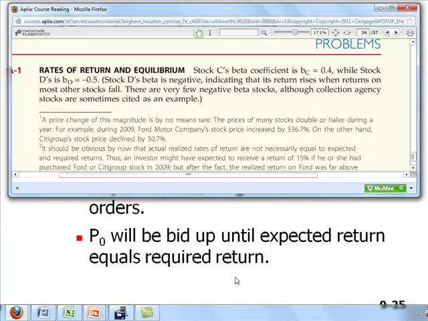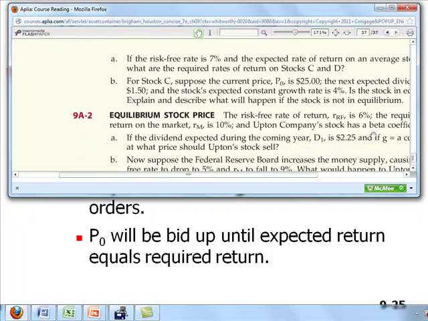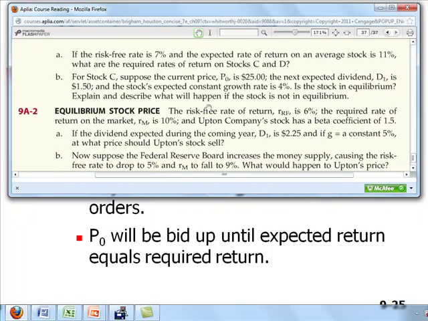Here's some initial information about the problem. Stock C has a beta coefficient of 0.4, and stock D has a beta coefficient of negative 0.5. I'm not particularly worried about stock D in this example. I'm more concerned with stock C because that's the one we're going to focus on in this equilibrium context. So remember that the beta of stock C is 0.4. Now let's take a look here at some more information.